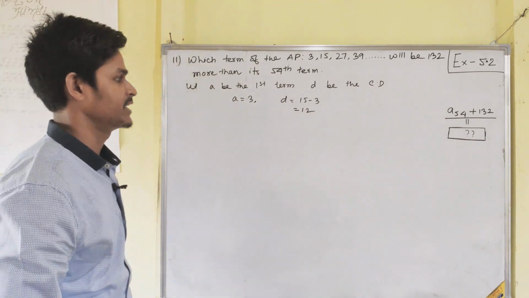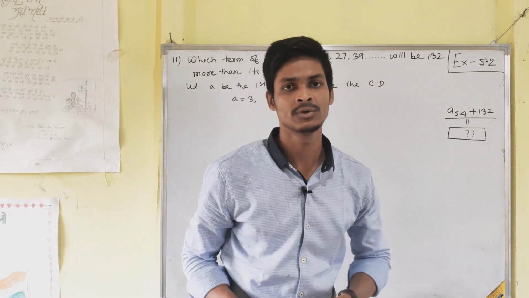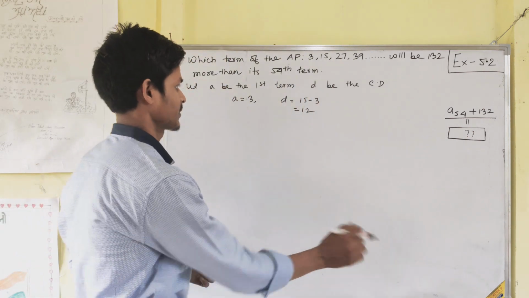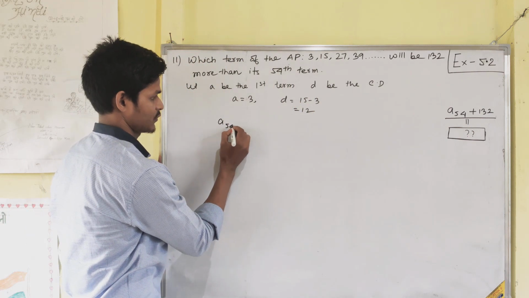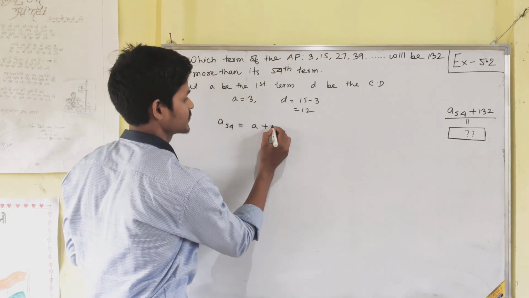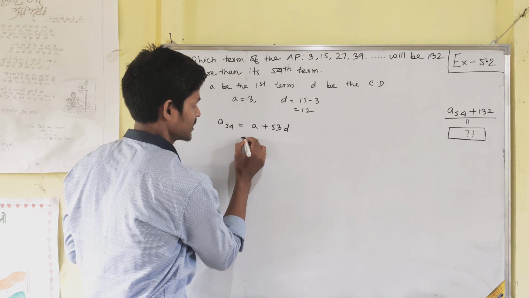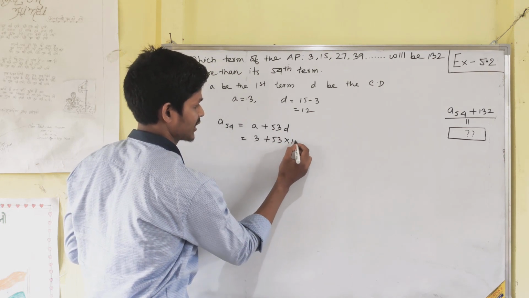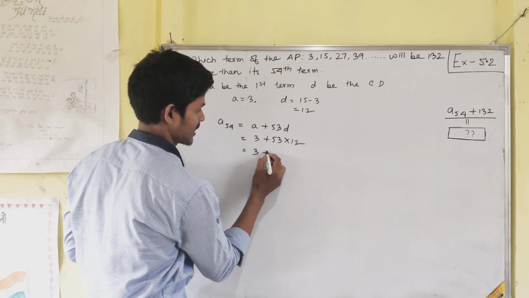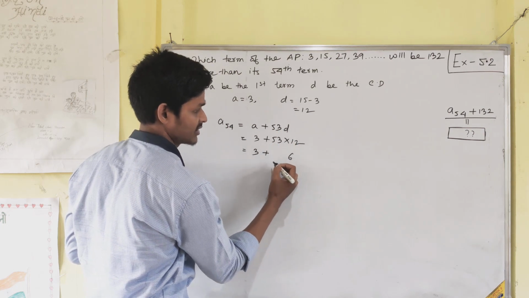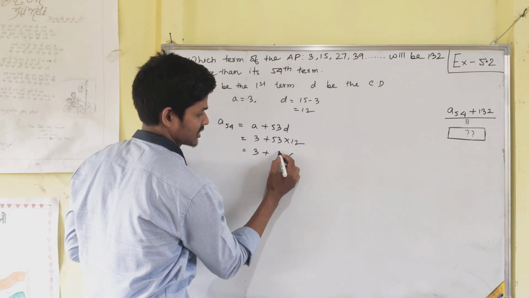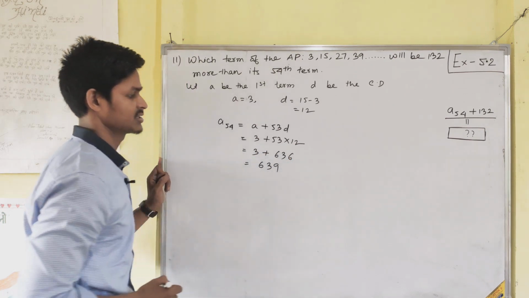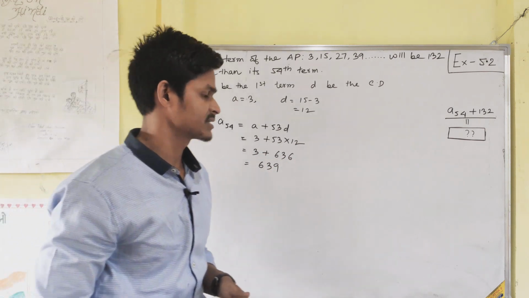Now first you have to find the value of A54. What is the value of the 54th term? A54 equals a plus 53d, you will know. So first put the value of a here, 3, plus 53 into 12. 12 times 3 is 36, 6 carry 3. 12 times 5 is 60, carry 3, 63, that is 636 plus 3, 639.